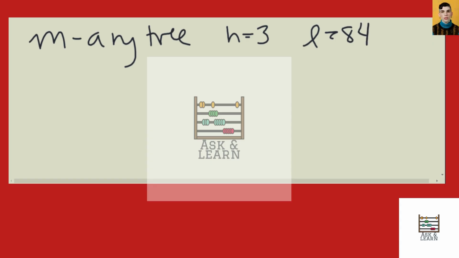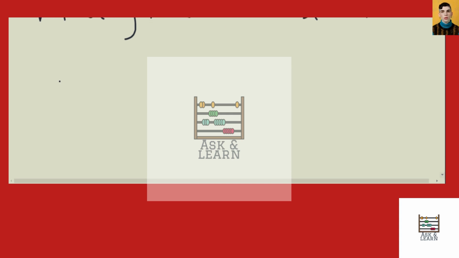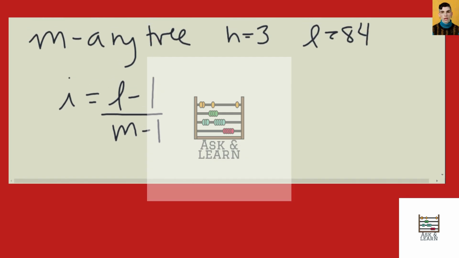So the first thing we need to do is look at the number of internal vertices. If we have I equals (L minus 1) over (M minus 1), that way we can find out the total number of vertices and be able to figure out the M value and all that. So if L is 84 minus 1, we don't know the value of M, so we're going to leave that. Which means we have 83 over M minus 1.